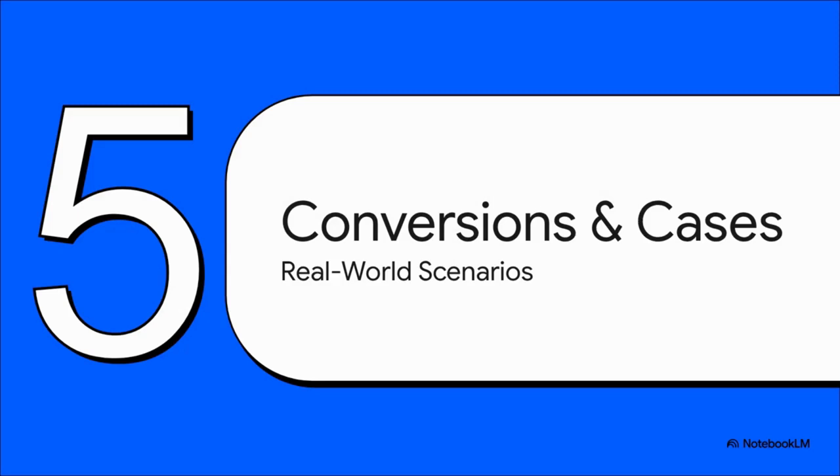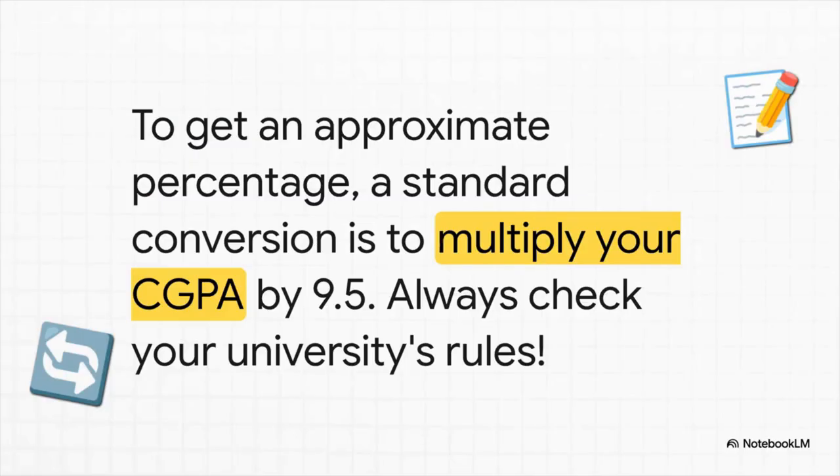All right, you get the theory now. But let's be honest, college life isn't always that neat and tidy. So let's tackle the practical stuff: the edge cases you're almost guaranteed to run into, from converting your grades to dealing with, well, setbacks. Okay, a super common question: how do I turn my CGPA into a percentage for a job application? The most widely accepted way to get a rough idea is to multiply your CGPA by 9.5. So an 8.0 CGPA is roughly a 76%.